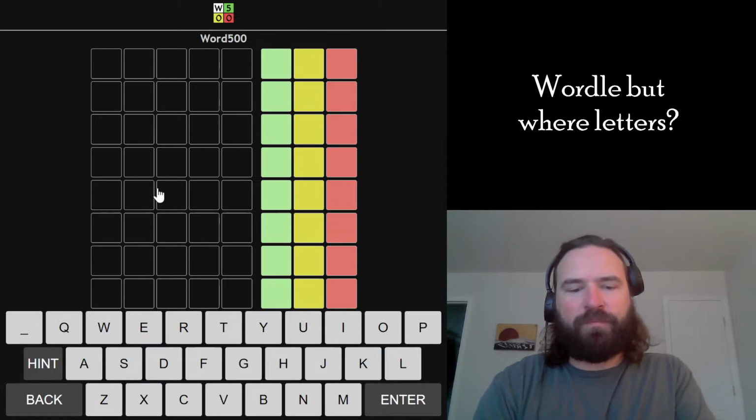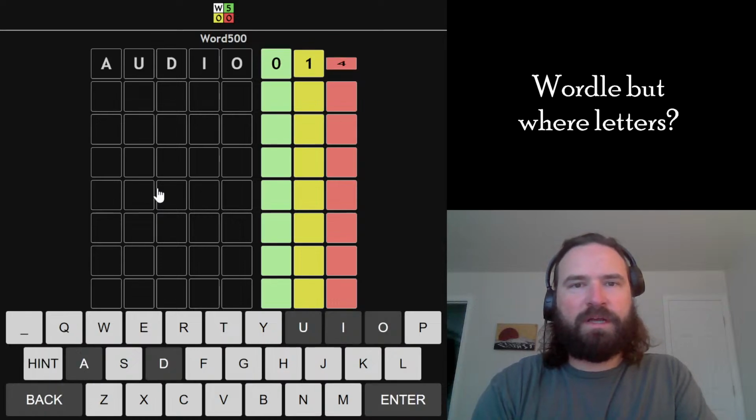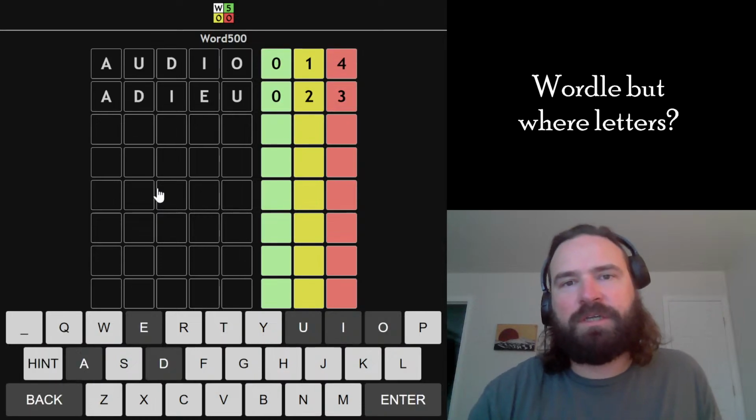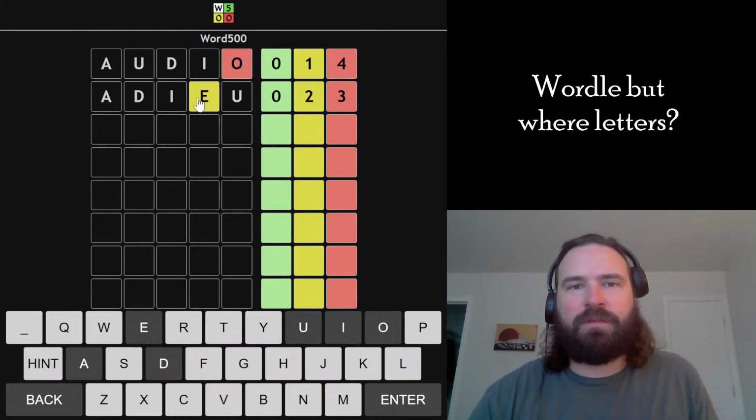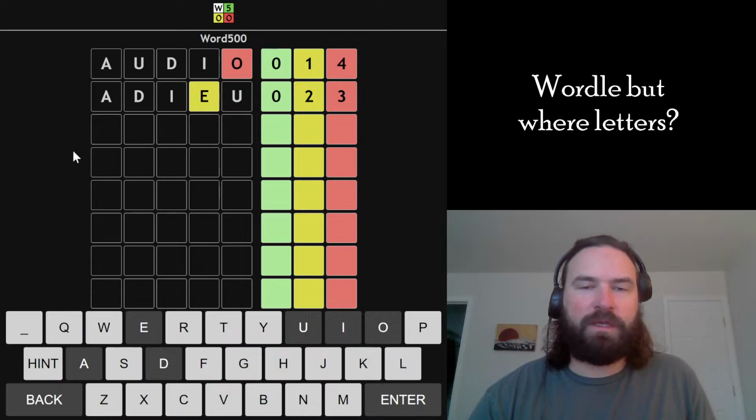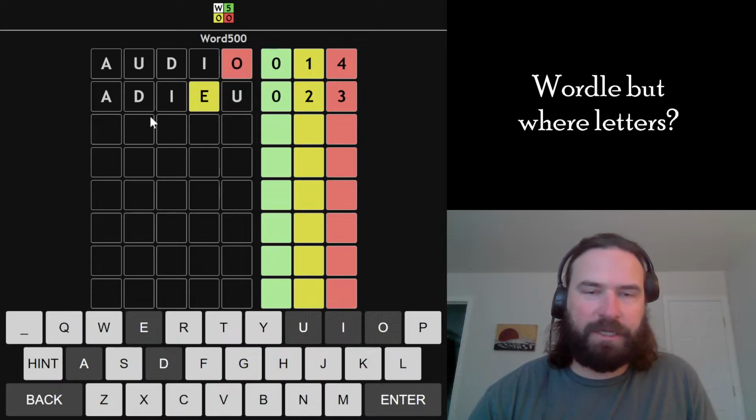Let's smash the Word 500. Word 500 is the Wordle game where they give you the number of greens and yellows, but don't tell you where they are on the word. I like to start with adieu and audio because they use all 5 vowels from the English language. The only letters that change are the E and the O. So when we have more letters from adieu than we have from audio, we know that the E is in and the O is out, because those are the only letters that change.